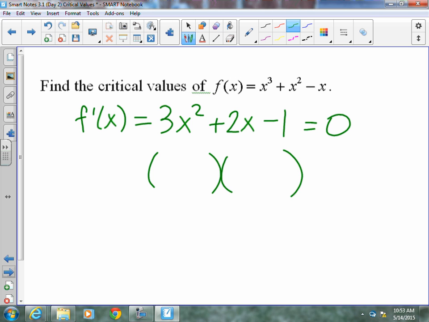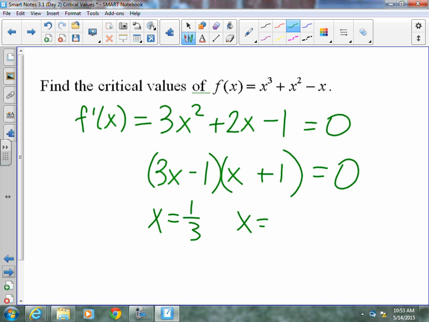And we can factor into 3x minus 1 and 3x plus 1, which gives us values of 1/3 and -1. Those are our critical values. If your first derivative had a denominator, a critical value would also be where it equaled 0, because that would be where the first derivative is undefined.